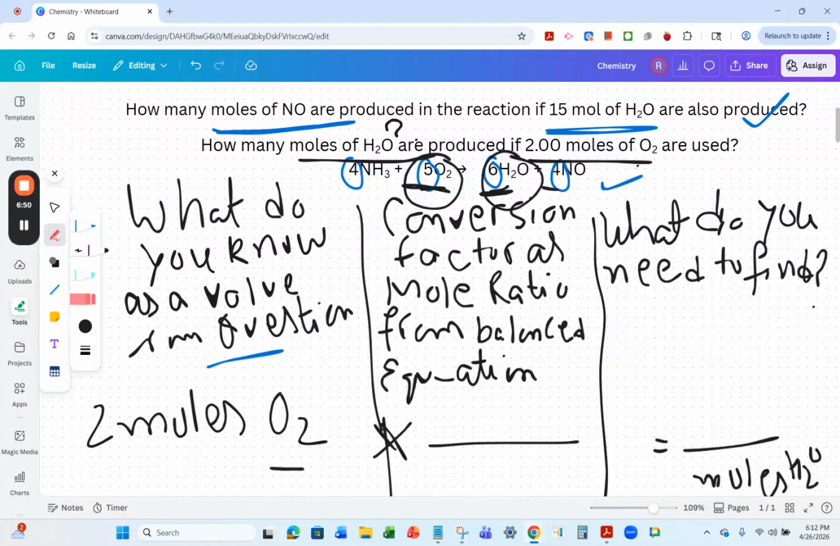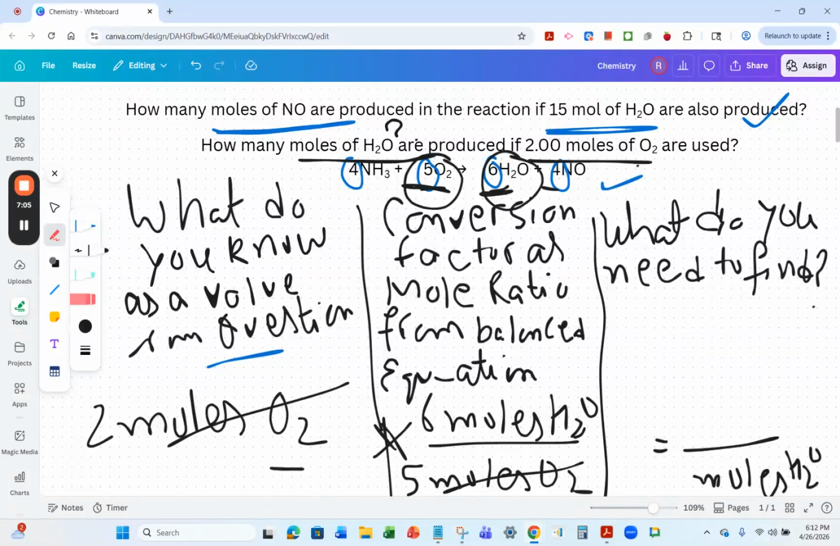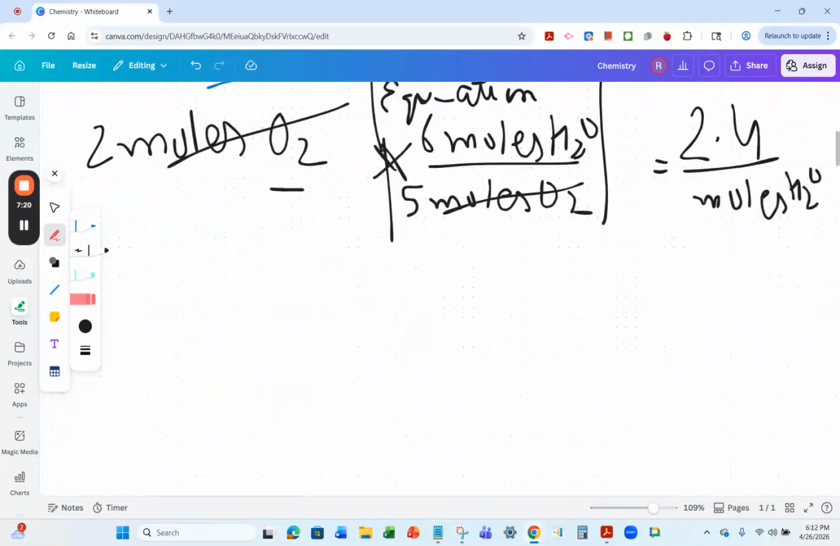So now you want to cancel the moles of oxygen. You will write 5 moles of oxygen as a denominator and 6 moles of water as a numerator. So you can see moles of water out and moles of water in. So it's 12 divided by 5. So the answer is 2.4 moles of water. Here we go. So these are the two problems.